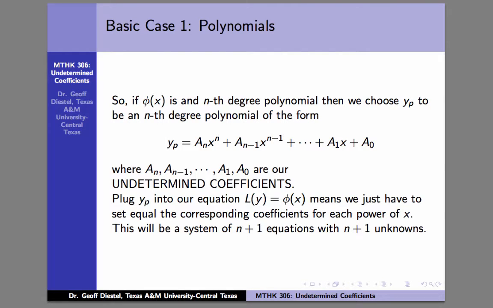And you plug it into your equation and regroup the like terms, so you have a polynomial in the form of some constant times the x to the n term and so on, and you set that equal to phi of x, and then you just match the power functions. So the x cubed term on both sides, those coefficients have to be set equal to each other. Since there's n plus 1 of these numbers, a0, a1 up to an, we have a system of n plus 1 equations and n plus 1 unknowns.